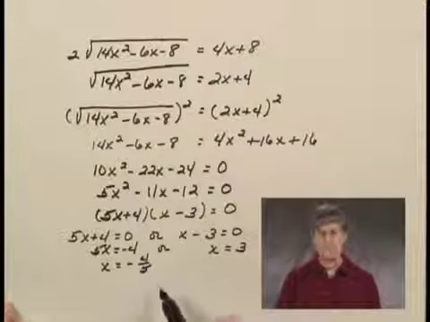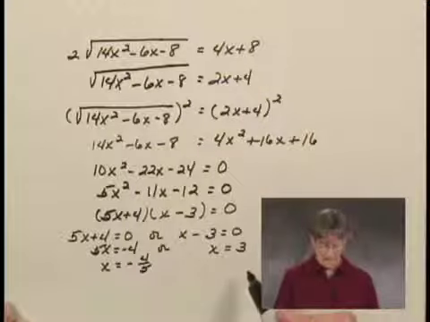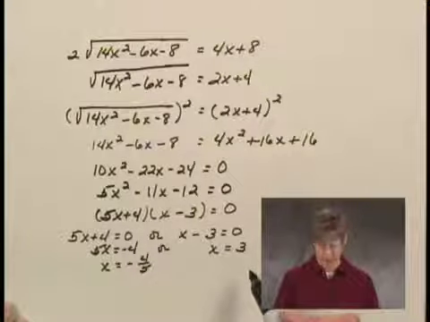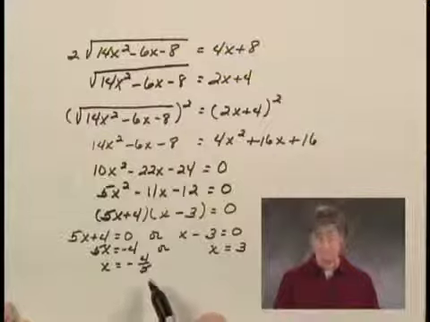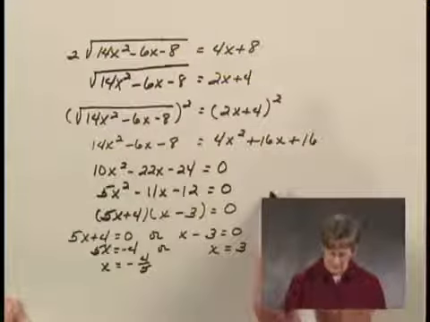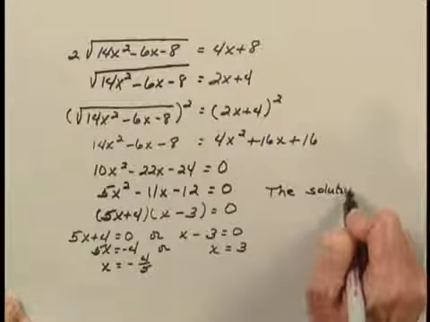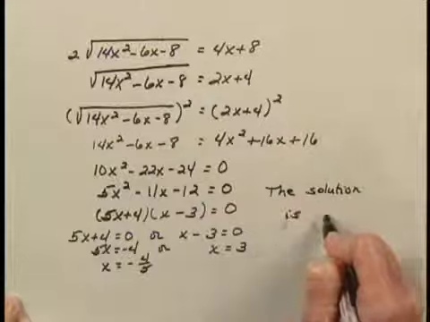So the possible solutions to this equation are negative 4/5 and 3. And if we would go back and check in the original equation, we would find that negative 4/5 does not check, but the number 3 does check. So we say the solution is 3.